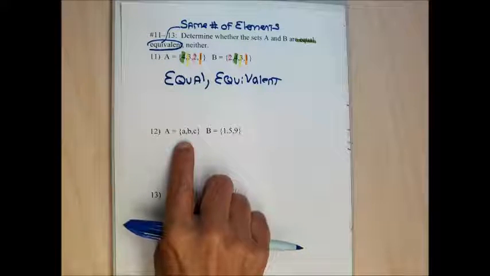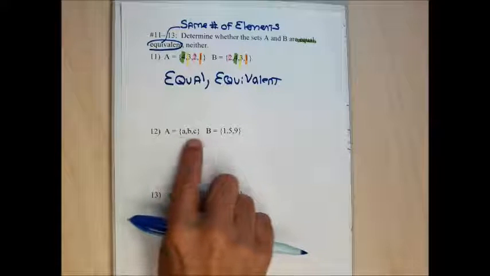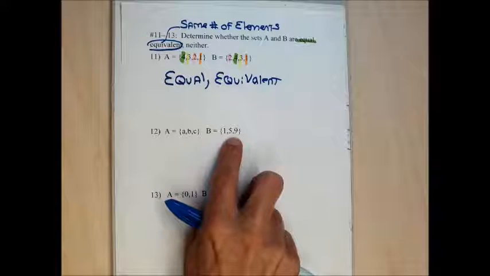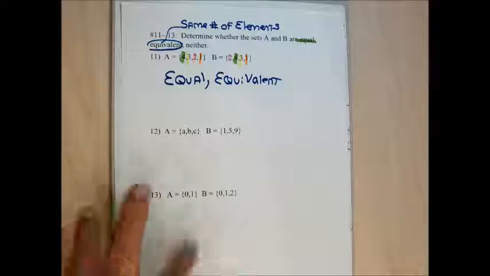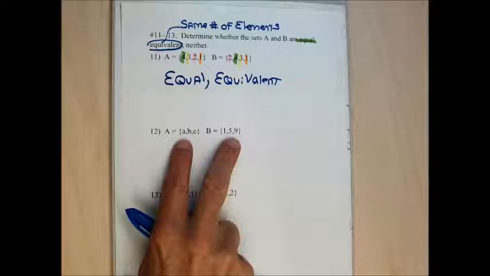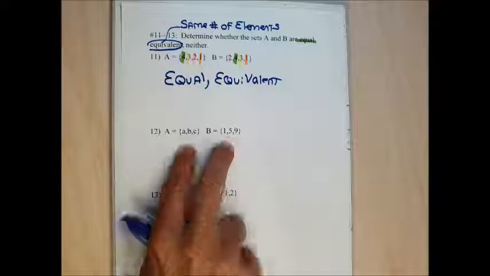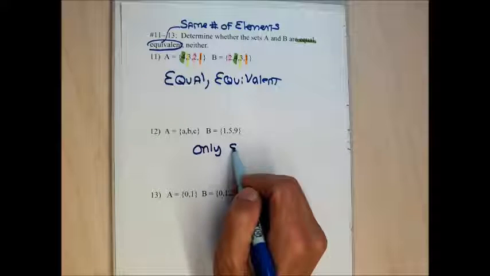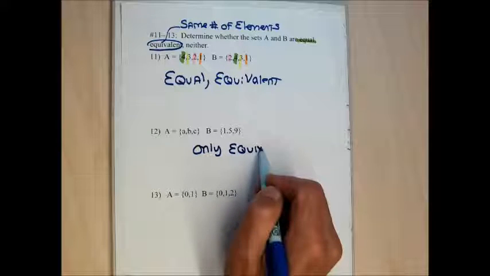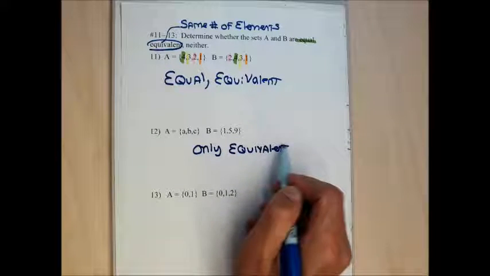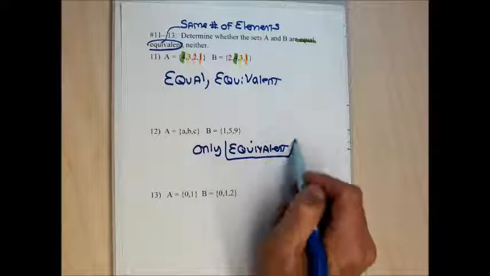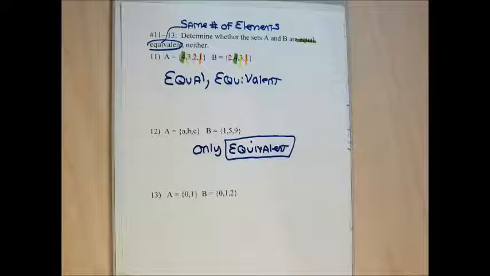For problem 12, the sets aren't equal because they don't have the same elements. A, B, and C aren't exactly the same as 1, 5, and 9, so they're not equal. But both sets have 3 elements. They have the same number of elements, so these sets are only equivalent, but they're not equal. The answer to problem 12 just needs to be the word equivalent. You don't need to have the "only" there, but I just kind of wrote it.